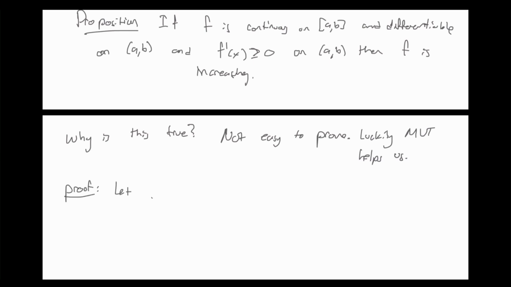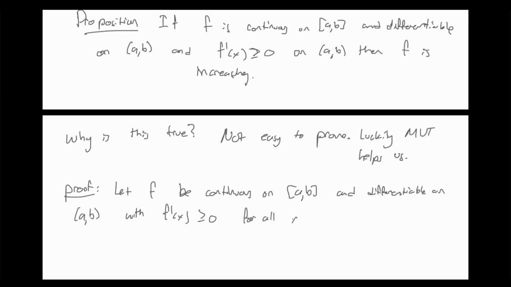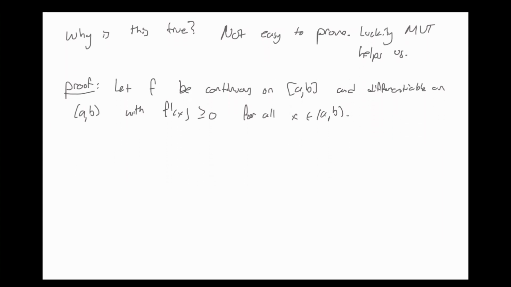Let f be continuous on the closed interval a to b and differentiable on the open interval a to b, with the derivative of f being non-negative, so greater than or equal to 0, for every x in a to b. Now let's pick two arbitrary points, x, and I'm going to pick it to be strictly less than y in the closed interval a to b. Because if they're equal, then there's nothing really to prove here.